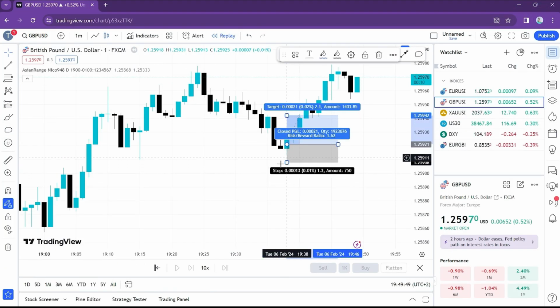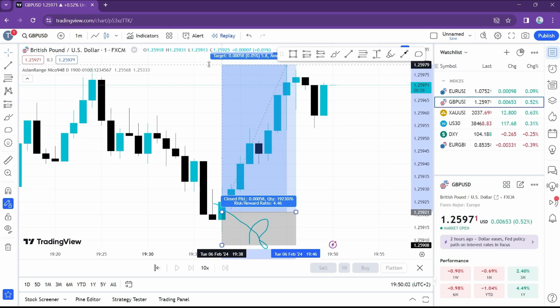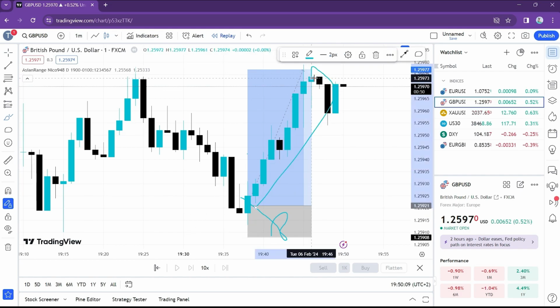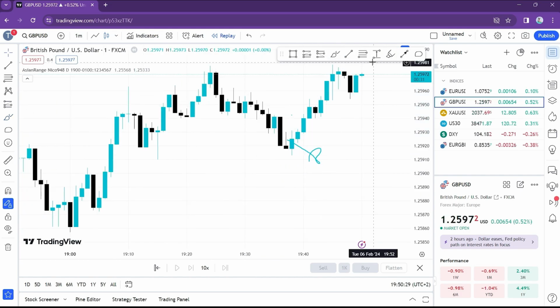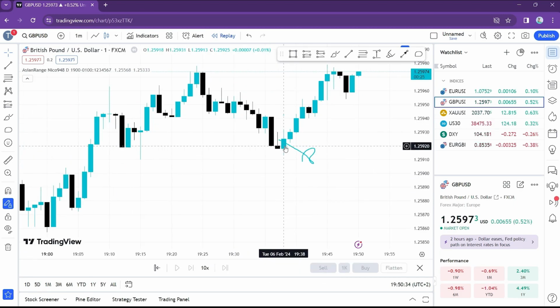This is your stop loss. So if price comes here, your trade will be stopped. This is your TP or take profit. So let's say you open a transaction that looks like this. When price reaches your level, it will be automatically closed on a profit, and that's how we protect ourselves in these markets, using stop loss and take profit.